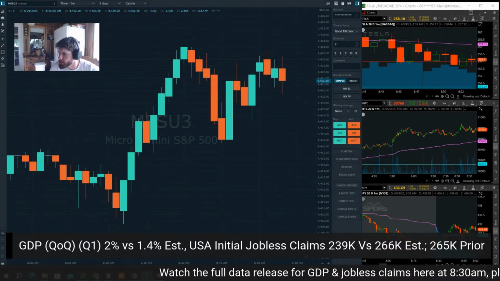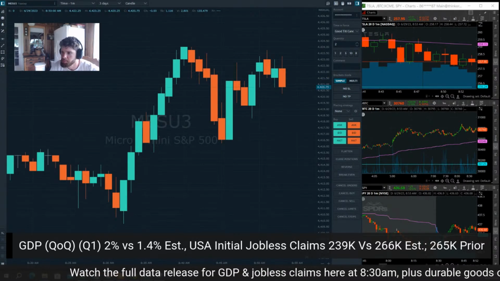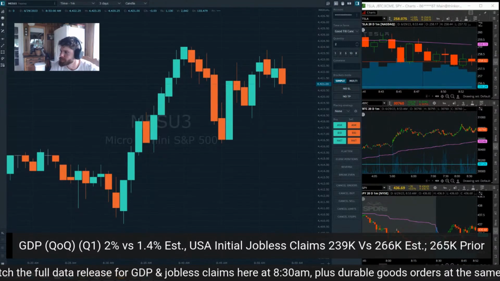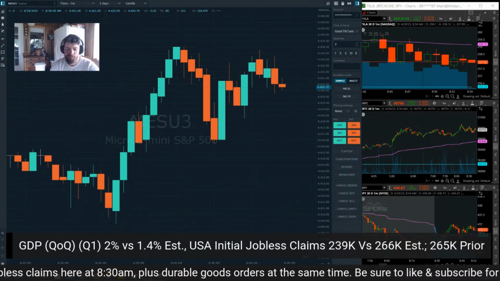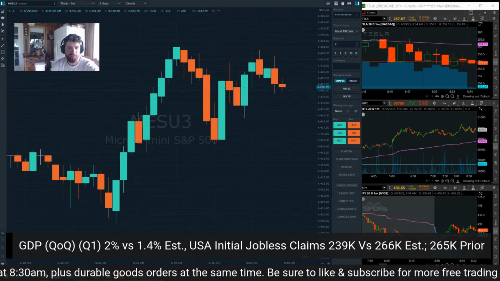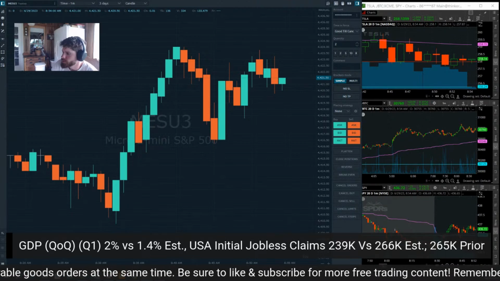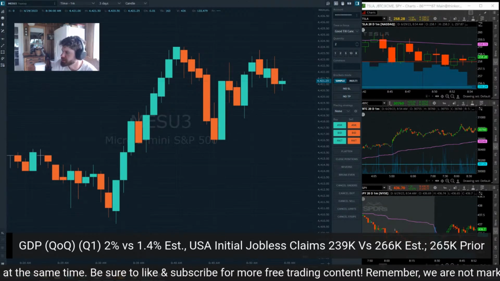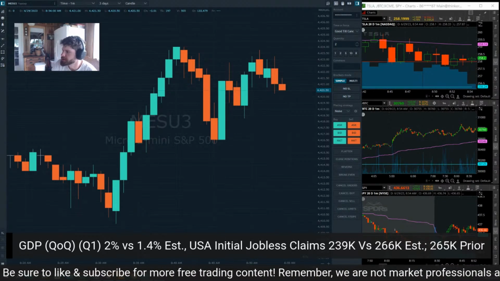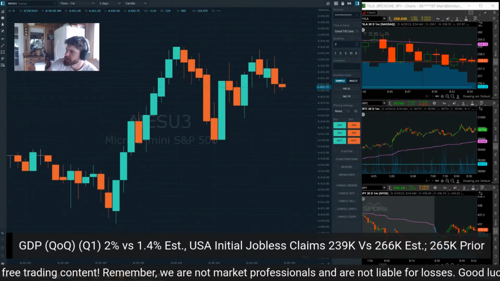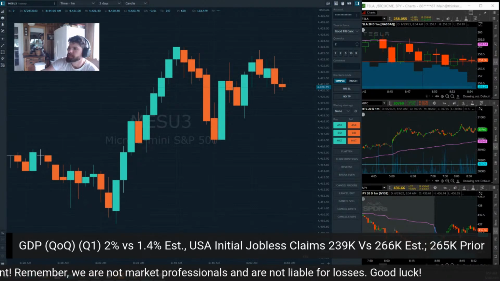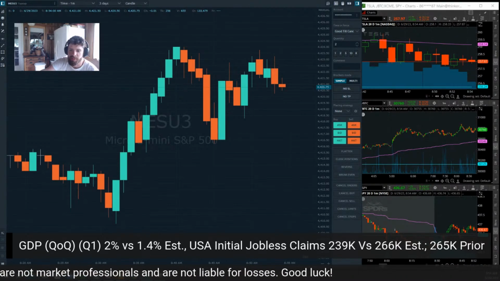Man, look at Disney rip up to 88.20s here. Good. Disney up to 88.30s right now. Nice. Let's let Disney keep on rising here.